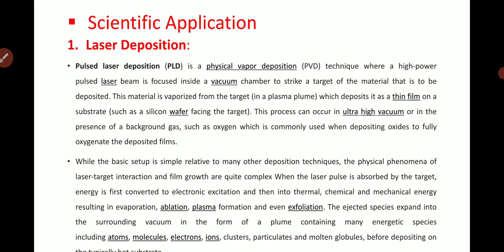The ejected species expand into the surrounding vacuum in the form of a plume containing many energetic species including atoms, molecules, electrons, ions, clusters, particulates and molten globules, before depositing on the typically hot substrate.